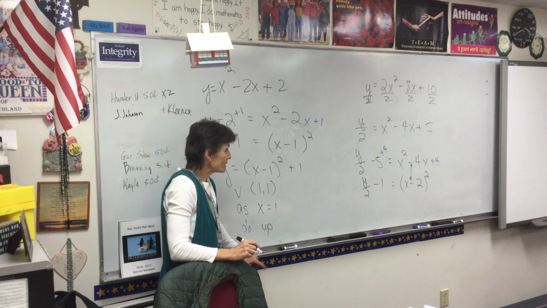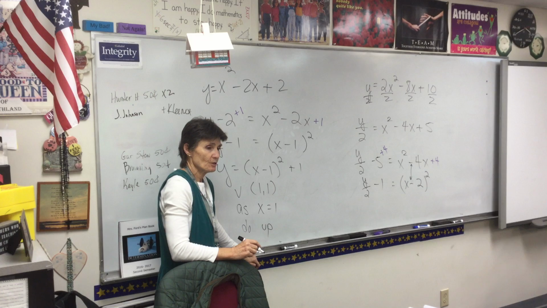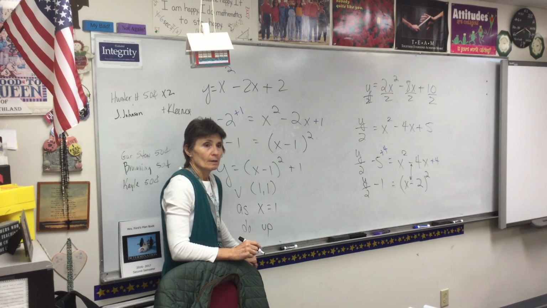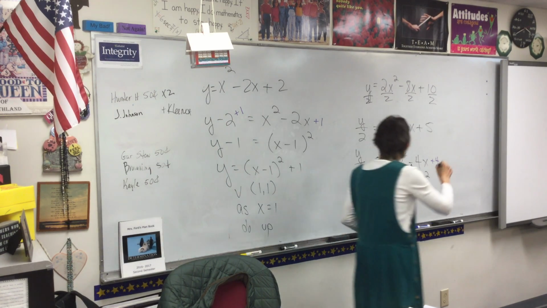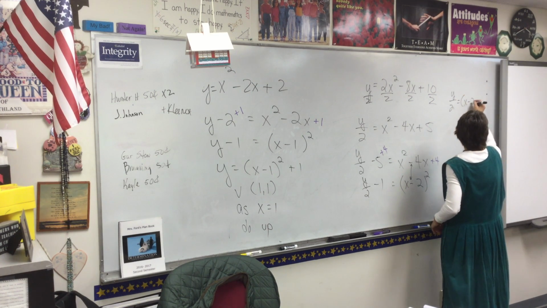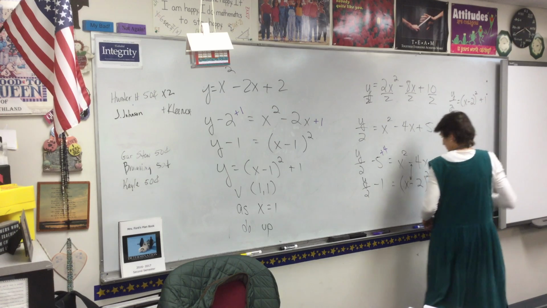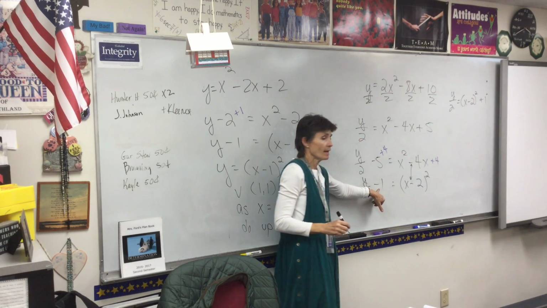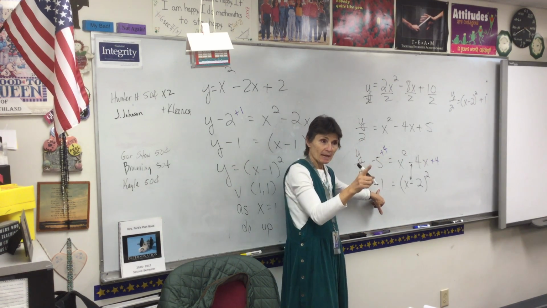Now, we're not quite there yet. What do we need to do? Add it to the left side. I've got to add the 1 back over, so we have y over 2 equals (x minus 2) squared plus 1. Can I add this to the other side? Then times it by 2. Right? And we times by 2.